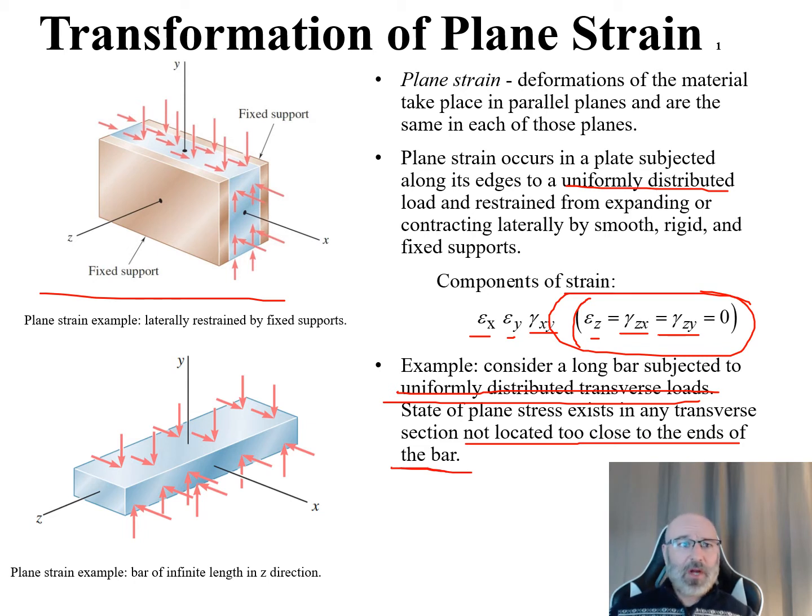So for our example over here, we have this plane strain example. There is a bar of infinite length in the z direction right there with that infinite length notation. That again eliminates this scenario where we're not too close to the ends of the bar. So again, we can see there's our x direction right here. We can see our distributed loads coming in on this face, going in our negative x direction.